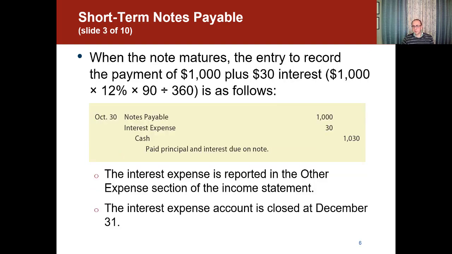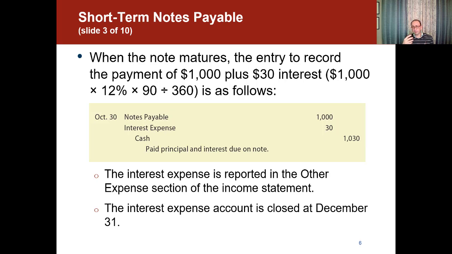So when the note matures, the entry to record the payment of the $1,000 plus the interest would be as follows. And remember how we calculate the interest. It's the principal, which is $1,000, multiplied by the rate, which is the 12%, multiplied by the time, which is 90 days, divided by 360 days of the year. Again, we just assume 360 days to just make the numbers easier for us to deal with.